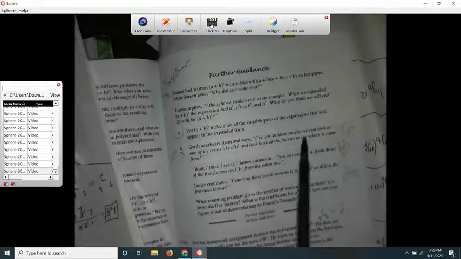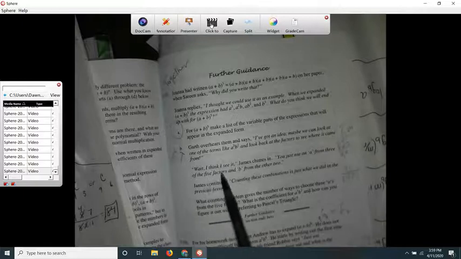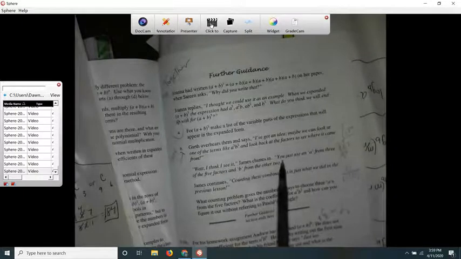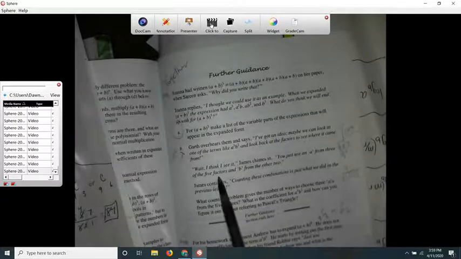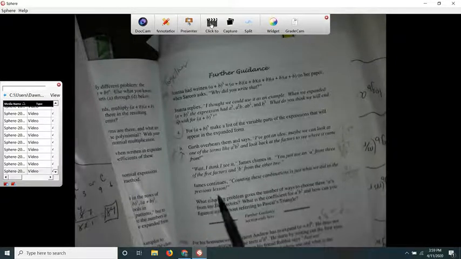Garth overhears them and says, I've got an idea. Maybe we can look at one of the terms, like a^3 b^2, and look back at the factors to see where it came from. Wait, I think I see it, James chimes in. You just use an a from 3 of the 5 factors and b from the other 2. James continues, counting these combinations is just like what we did in the previous lesson. What counting problem gives the number of ways to choose 3 a's from 5 factors? Well, that would be the combination of 5 things taken 3 at a time.